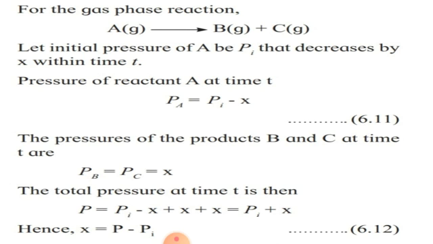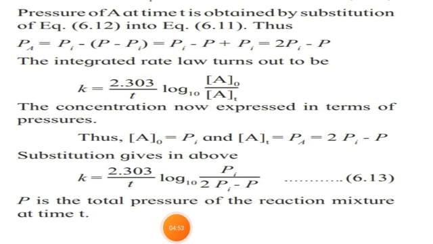What is our first equation? The first equation is Pa is equal to Pi minus X. What is our second equation? The second equation is X is equal to P minus Pi. Let us substitute. The pressure of A at time T is obtained by substitution of equation 6.12 into equation 6.11, that is equation number 2. The value of X we are substituting in the first equation.